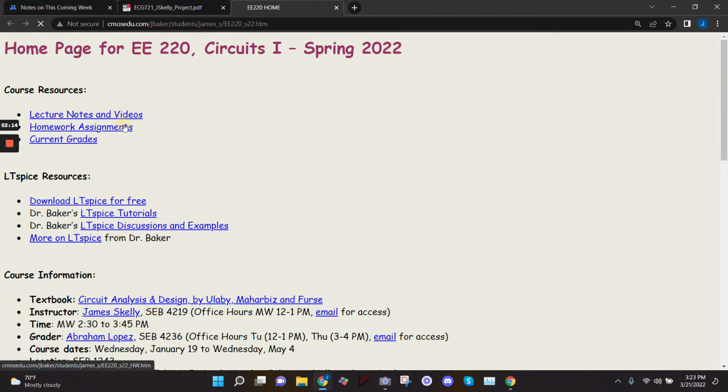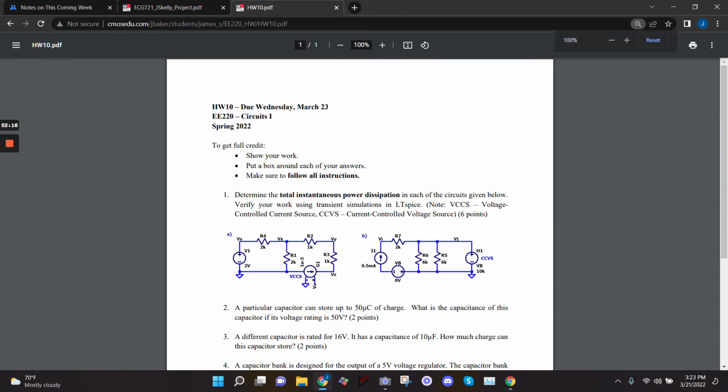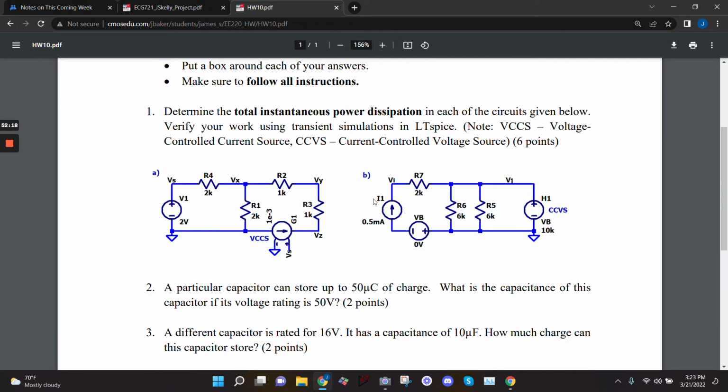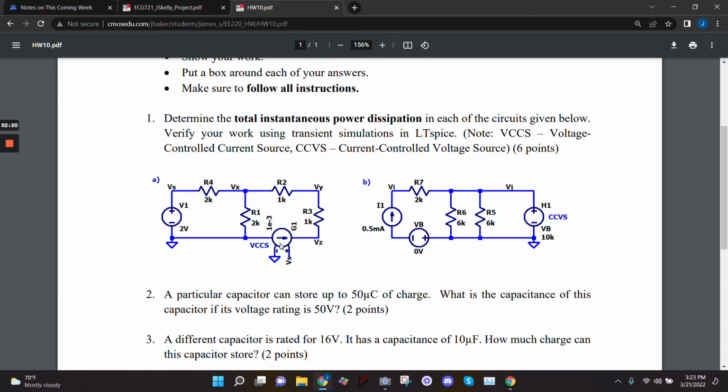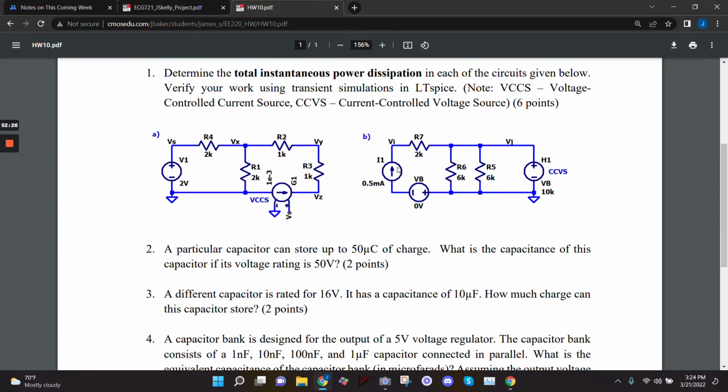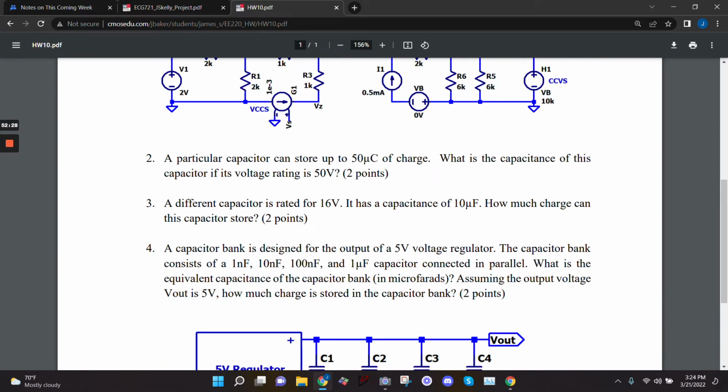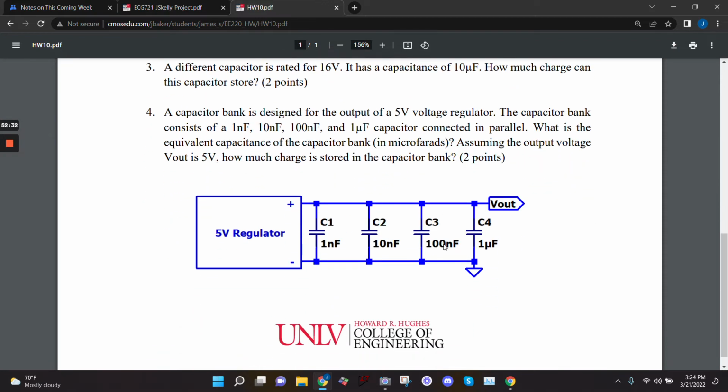So I posted the next 2 homeworks. The one that's due next time is real simple. These are just typical circuits using a voltage-controlled current source and a current-controlled voltage source. It's just 2 more circuits on dependence. Nothing crazy. And then down here you have to use the CV equals Q equation. And then down here I'm talking about parallel capacitors.